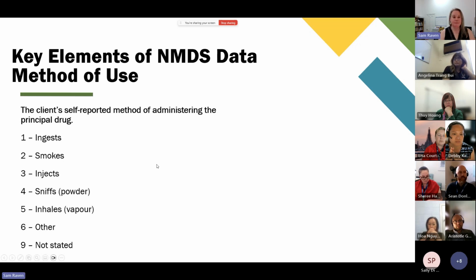So then it does ask about method of use for your principal drug of concern. So whether they ingest, smoke, inject, sniff in terms of powder, or inhale vapor, other, or not stated.